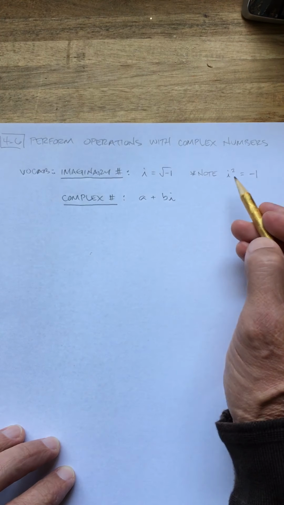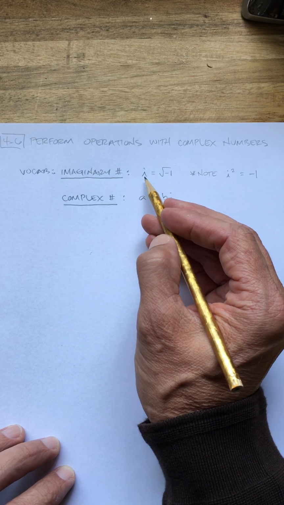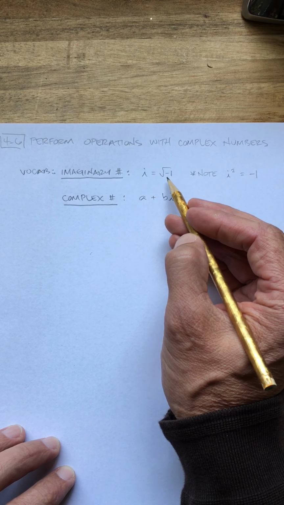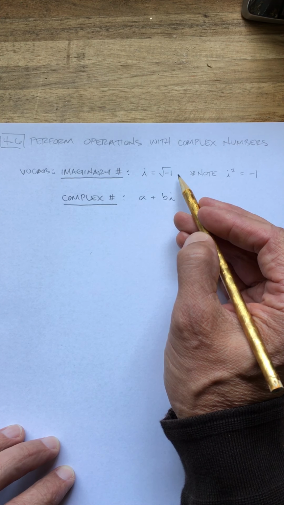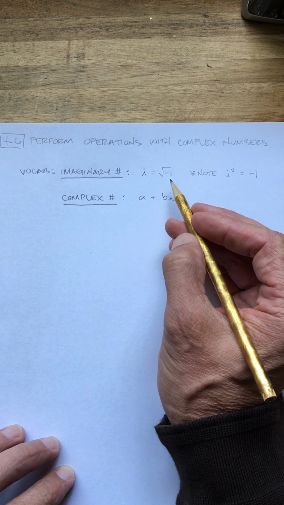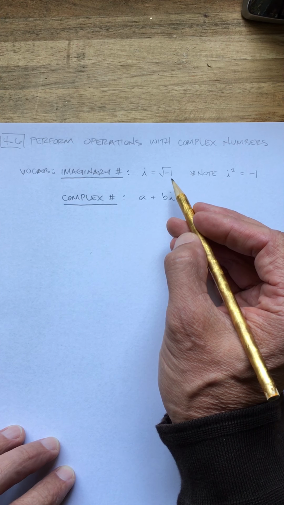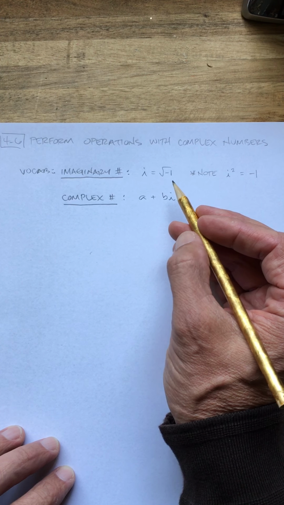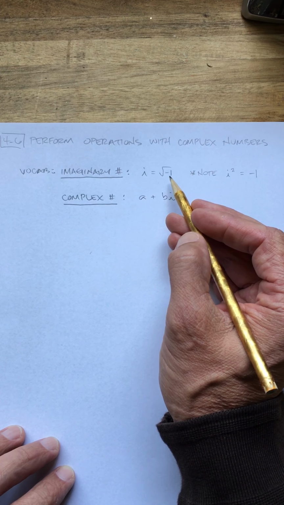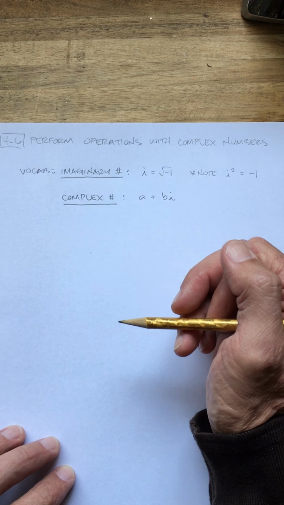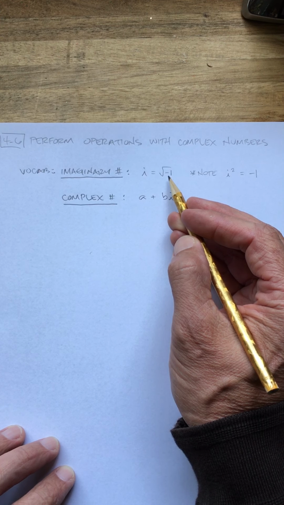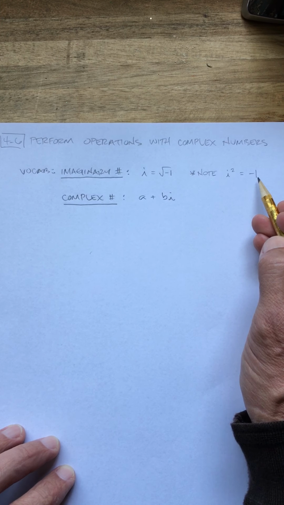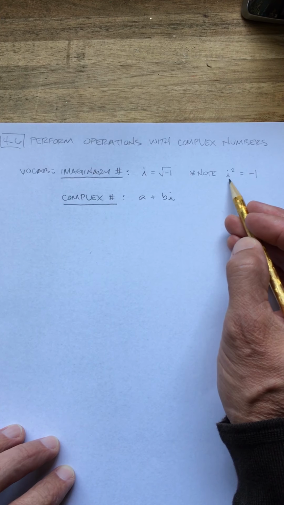Notice if I was to square i, if I go i times i, wouldn't I get square root of -1 times square root of -1? And by definition, that's going to equal -1. Remember, what's the square root of 7 times the square root of 7? Well, it's the square root of 49, which equals 7. The square root of 7 times the square root of 7 equals 7. The square root of 10 times the square root of 10 equals 10. So the square root of -1 times the square root of -1 equals -1. That's what happens when you square the i.